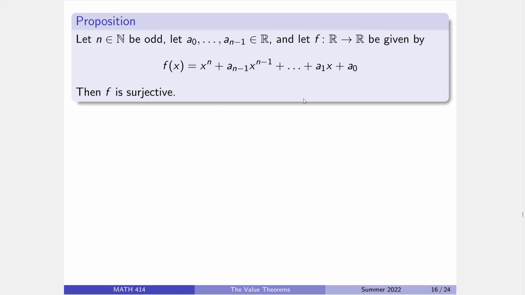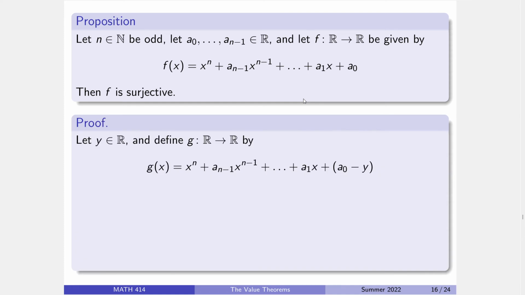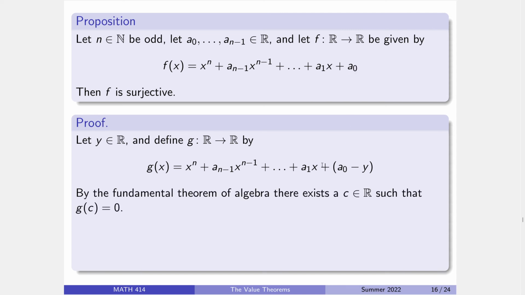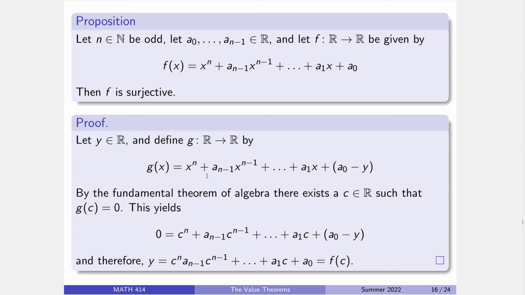So, let's prove it. Define our function g to be basically f, but instead of a naught, it's a naught minus y. Fundamental theorem of algebra says that's equal to 0 somewhere. That means this is equal to 0, and then we just add y over, and then we get f of c is equal to y. So f is surjective. Beautiful. There we go. Good stuff.